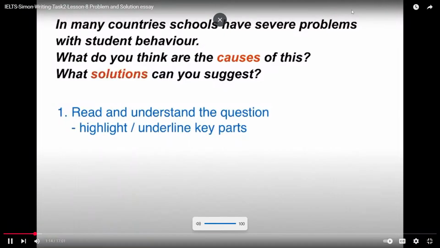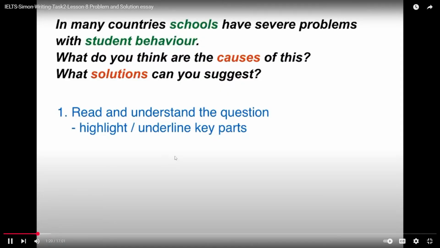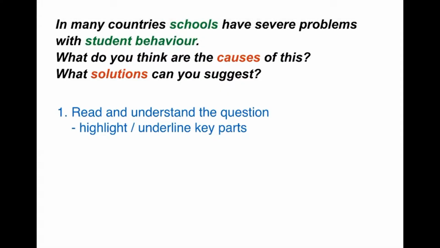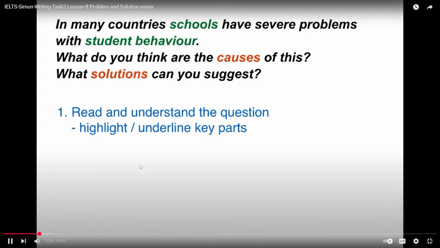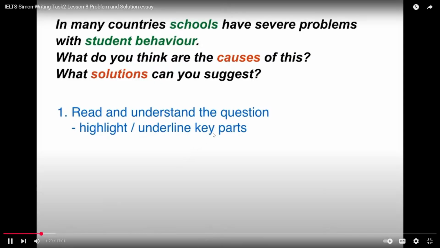The topic is student behaviour in schools. So we need to write about the causes of the bad behaviour and the solutions. One good main paragraph for each. One more word I'm going to underline in the question is the word you. It's asking for your opinion about the causes in the question.